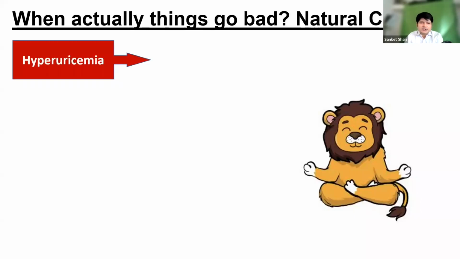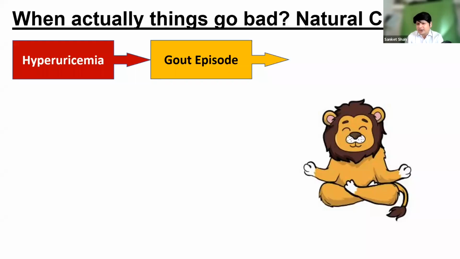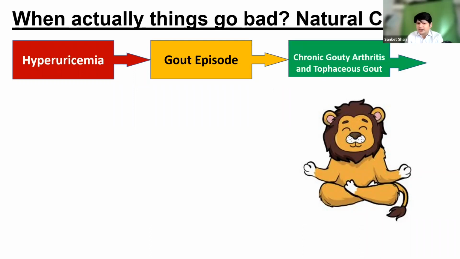So the first stage is hyperuricemia. Suppose I did an investigation for these 35 or 36 people, and one or two got hyperuricemia, or maybe some number of people got hyperuricemia. Then someday they may or may not develop a gout episode, and then it will go to chronic gouty arthritis and tophaceous gout. Will everyone go? No one has the answer to this. Okay, so this is quite tricky. If I am at the stage of hyperuricemia, do I need urate lowering therapy? I do not have an answer for that.